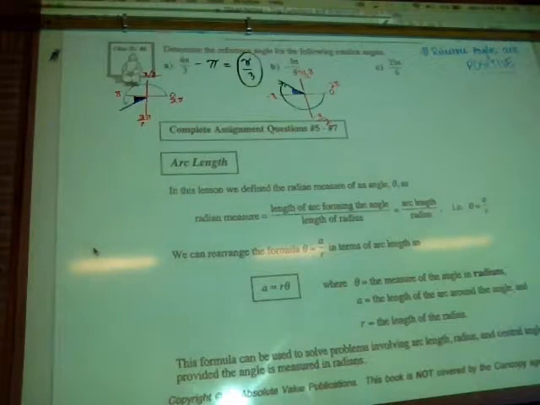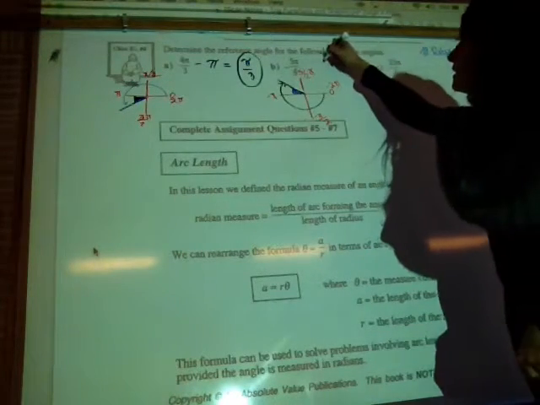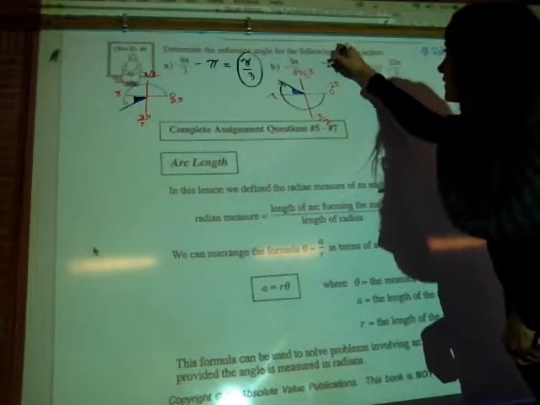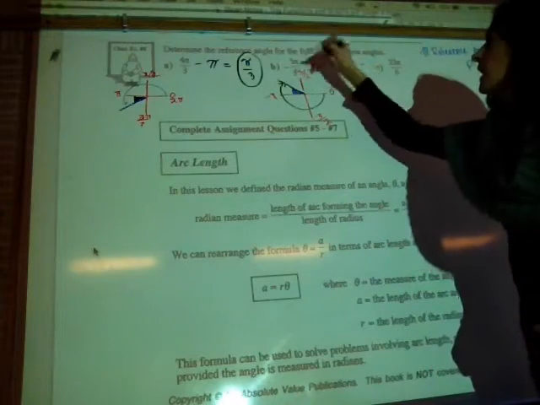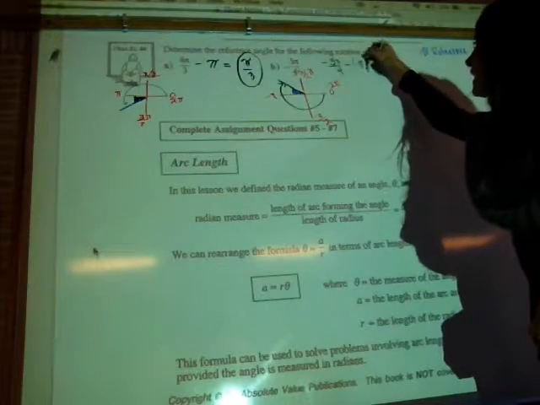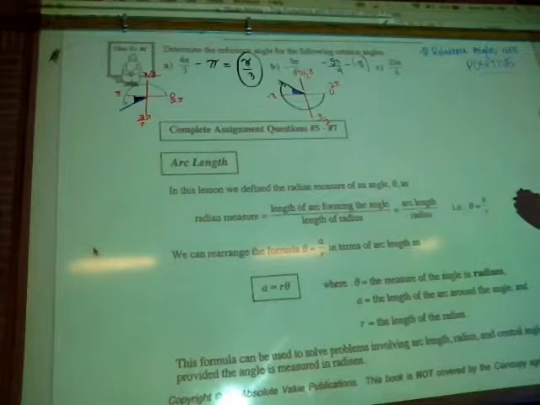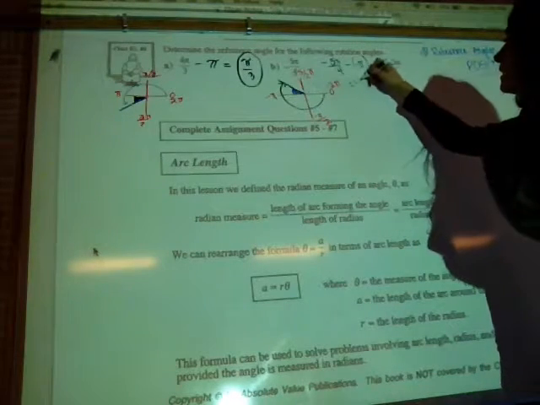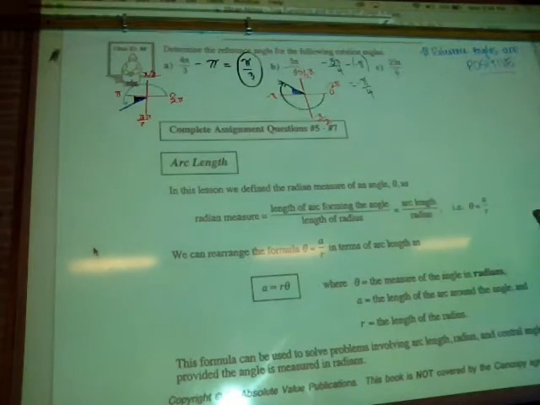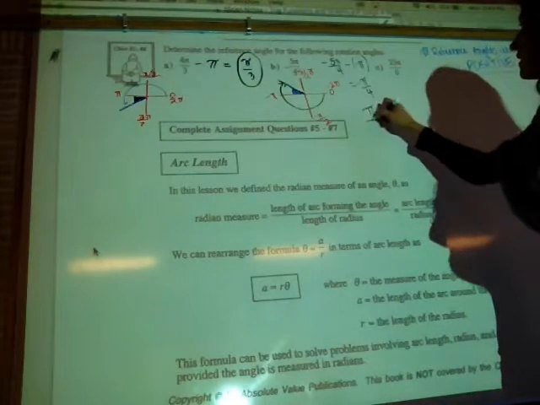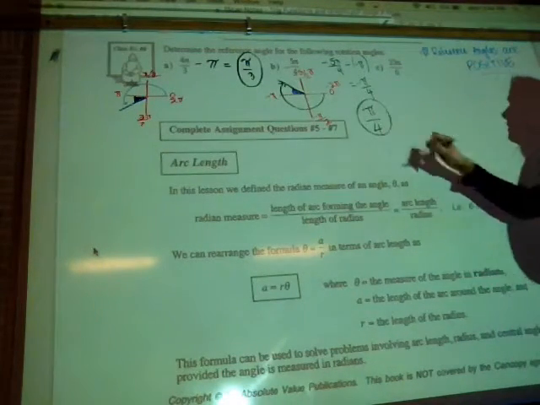It's a positive acute measure. Okay, so a shortcut for this one would be just going negative 5 pi over 4, and I'm going to subtract negative pi, so I get negative 5 plus 4 pi, so negative pi over 4. But can my reference angle be negative? No, so just make sure that you only select the positive.